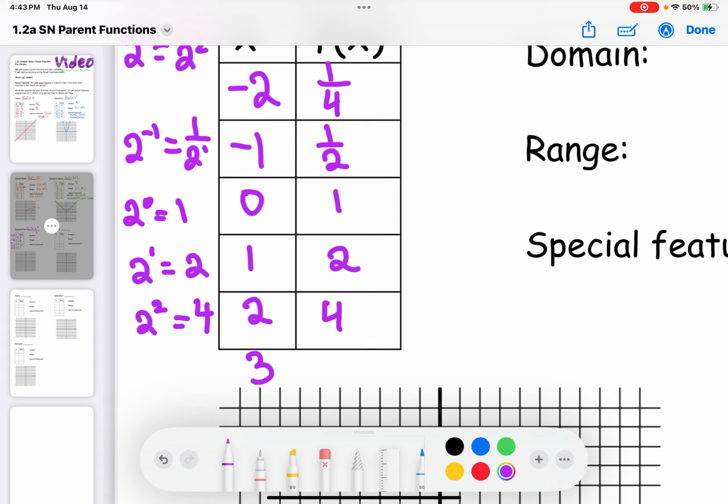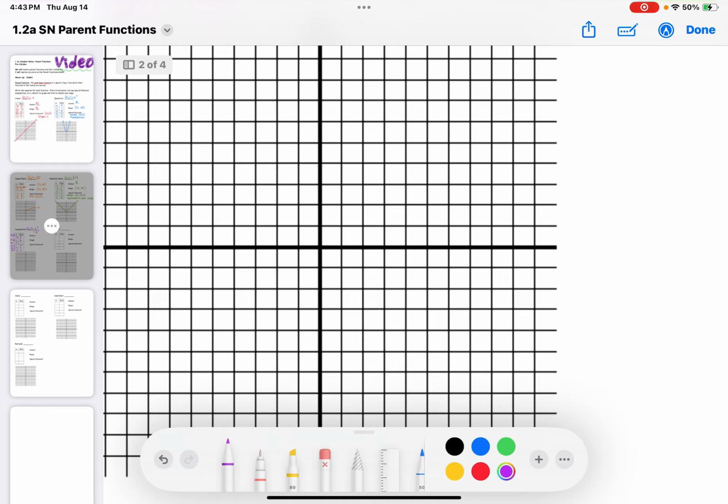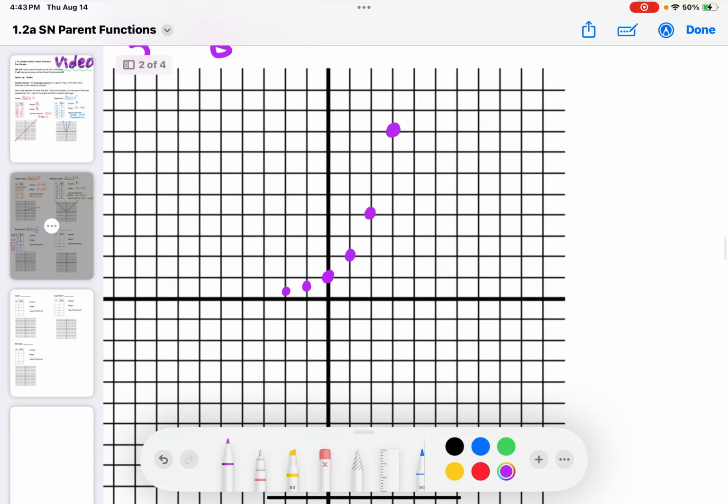And then we do typically use 3 here. 2 to the third is 8. So (3, 8) is another point here. At negative 2, we had a y of 1/4. Negative 1 had a y value of 1/2. Then (0, 1), (1, 2), (2, 4), and (3, 8). And we can see the curve going on with this exponential function.